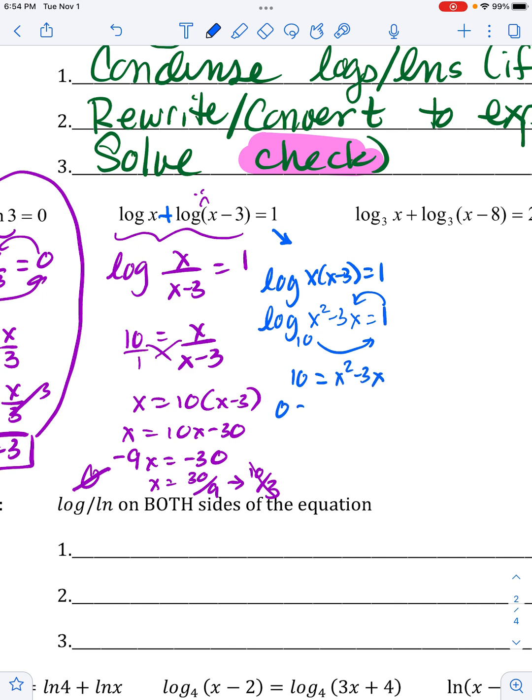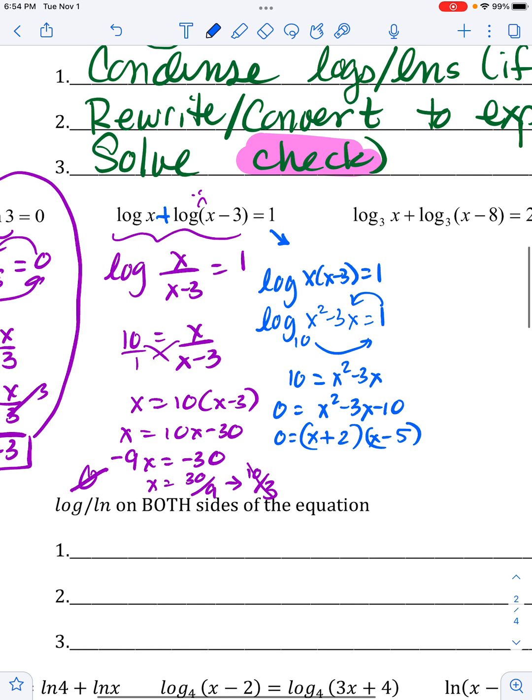In order to solve a quadratic, I need it equal to 0. So I move that 10 over. Then I factor 5 times 2, negative and positive would be the factors for that problem, meaning that x would have to equal negative 2 or 5.